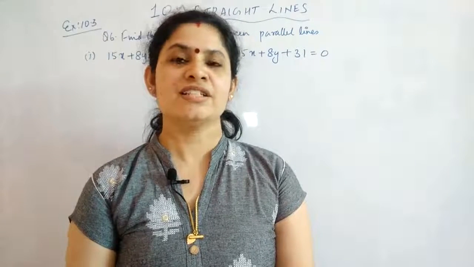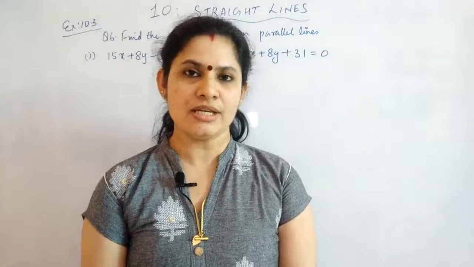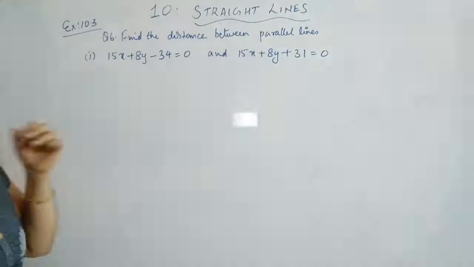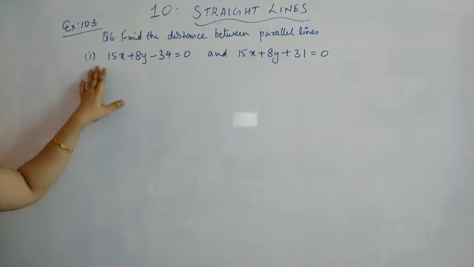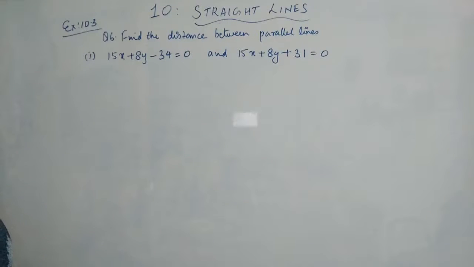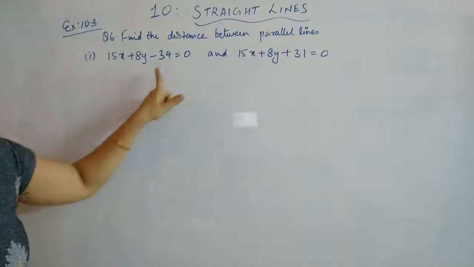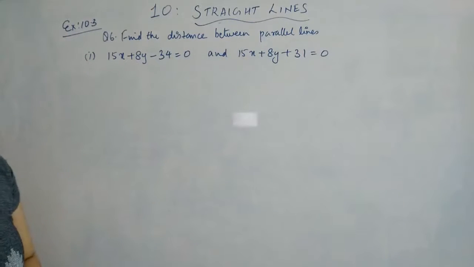Hello everyone. Today we will be dealing with the problems of exercise 10.3 starting from question number 6. Question number 6 is find the distance between parallel lines. First subdivision is 15x plus 8y minus 34 equal to 0 and 15x plus 8y plus 31 equal to 0. You can see that the coefficients of x and y are both the same in the equations and they are just differing with the constant. That means they are parallel lines.